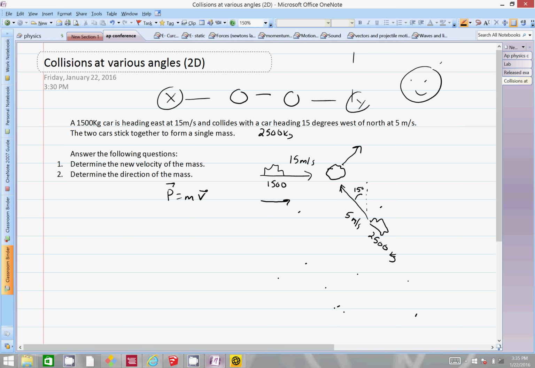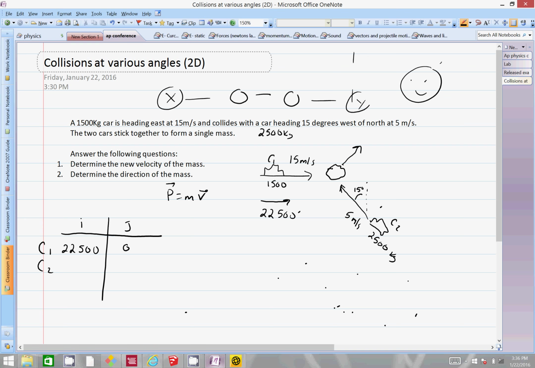15 times 1,500 equals 22,500. For this, I am going to create an IJK table. There's no K, so I'm going to leave it off. This is car 1, car 2, car 1, car 2. And it's only moving in the X plane. So this guy is 22,500. Nothing in the Y plane. And then we have this guy.